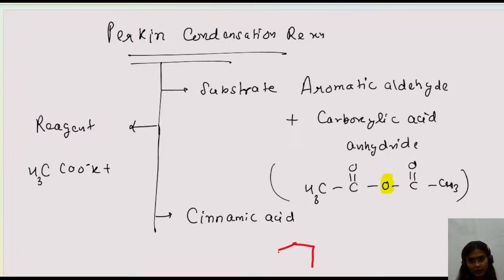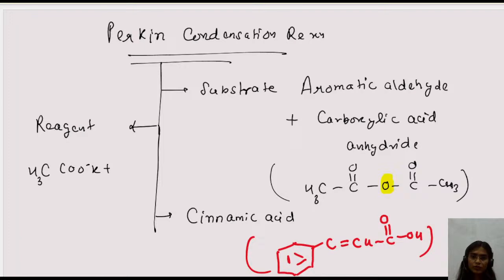What is the meaning of cinnamic acid? This is cinnamic acid: an aromatic ring, a carbon double bond CH, and this is a COOH. So it's cinnamic acid. This is very famous, and cinnamic acid is really very important. Okay, so this is all for cinnamic acid. Now let's continue with how the reaction proceeds. Let's start with the substrate we have.